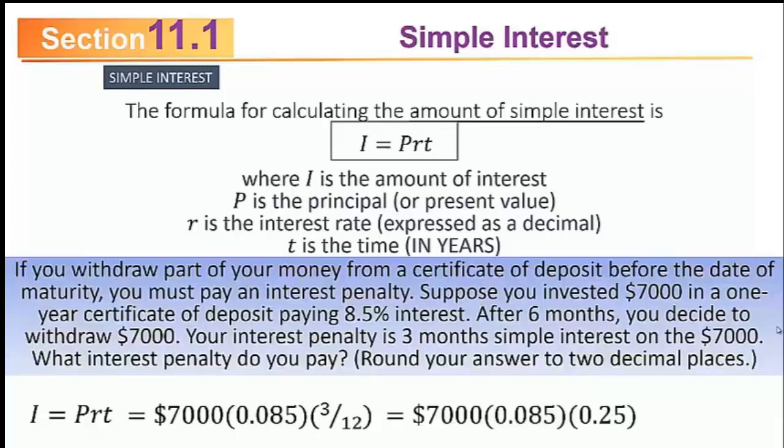Notice that 3/12, if you take your calculator out, is just 0.25, and if you multiply those three numbers together, you'll end up with $148.75. That would be the penalty you would have to pay for withdrawing that $7,000 early by 3 months.